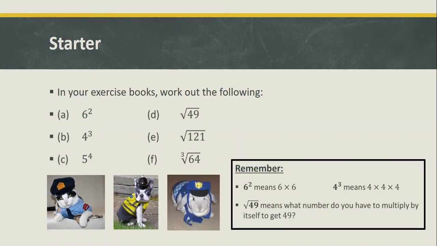Remember that 6 raised to the power of 2 means 6 times 6. 4 raised to the power of 3 means 4 times 4 times 4. And root 49 means what number do you have to multiply by itself to get 49? Think about it. You have a few minutes to do this. Okay, by now you should have finished.